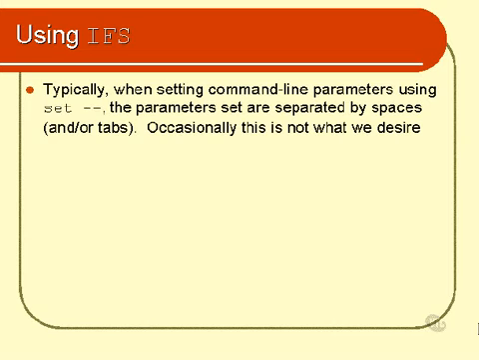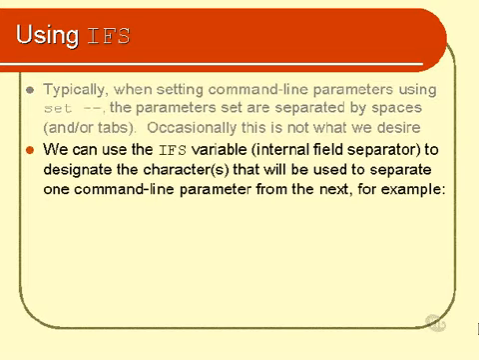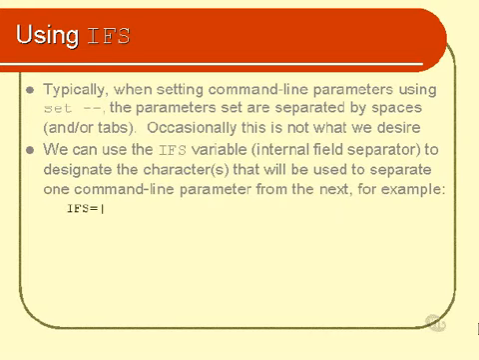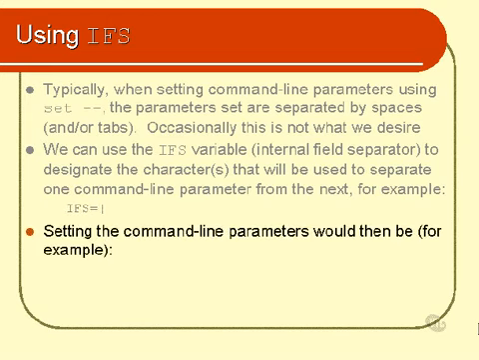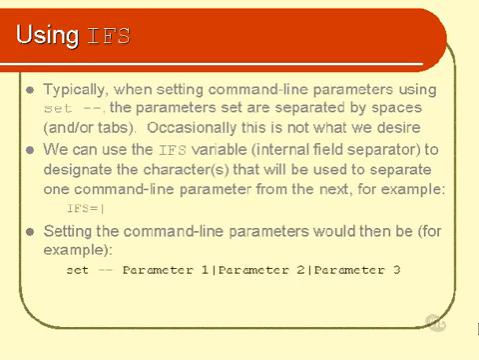Now it's actually possible to change that. We don't have to have the parameters separated by spaces. We can have them separated by anything we want. We can use the IFS variable. IFS is short for internal field separator, to designate which characters we wish to use to separate the various command line parameters. For example, we could set IFS to be the vertical bar symbol, what you might call the pipe symbol. And then, if you wanted to use set --, to set command line parameters, you would do it like this. Set --, and then parameter 1, pipe parameter 2, pipe parameter 3.